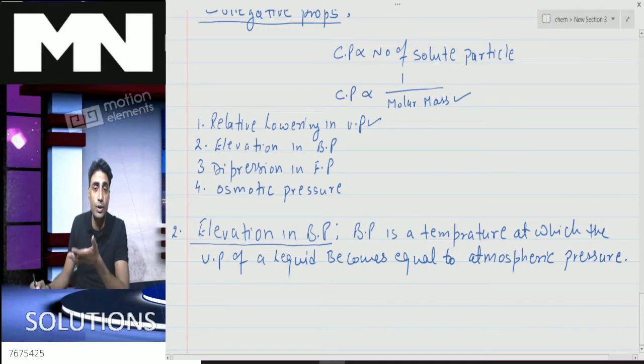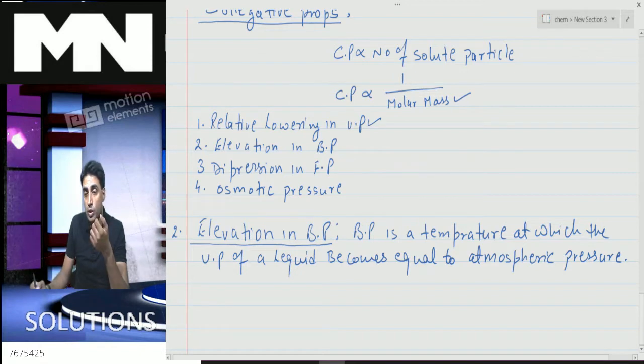As you heat a liquid, more and more particles will move into the vapor phase. Its pressure will increase and ultimately it will become equal to the atmospheric pressure. It will not cross that value because it's an open container. So the maximum value that the vapor pressure of a liquid can have is equal to the atmospheric pressure.